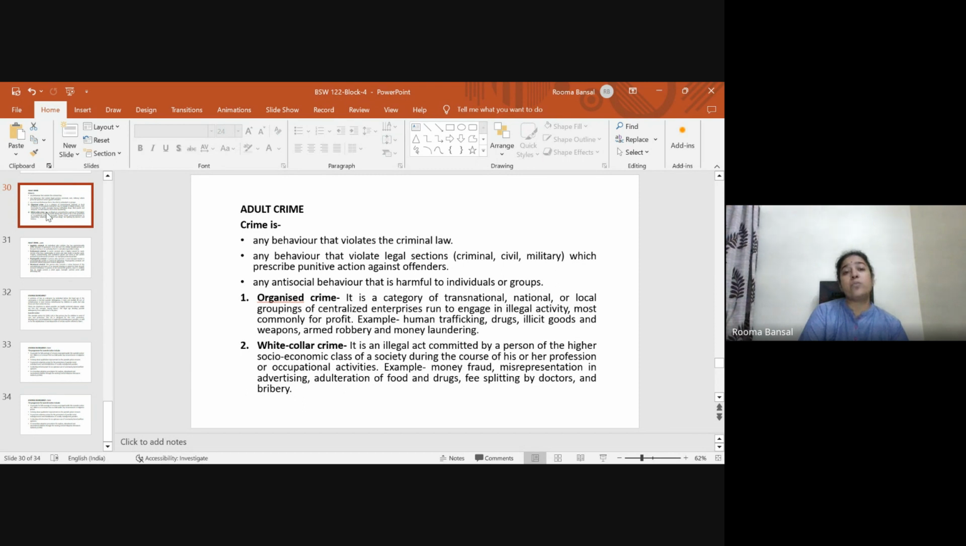Number two is white collar crime. What is white collar crime? It is an illegal act committed by a person of the higher socio-economic class of society during the course of his or her profession or occupational activities. Again, means someone who is in a very good position in society or in his profession, doing something illegal, is known as white collar crime. Examples: money fraud in the company, misrepresentation in advertising, adulteration of food and drugs, fee splitting by doctors, and bribery. Here we can take the example of any government officer in a higher position asking for a bribe to do something for someone. It is a white collar crime.